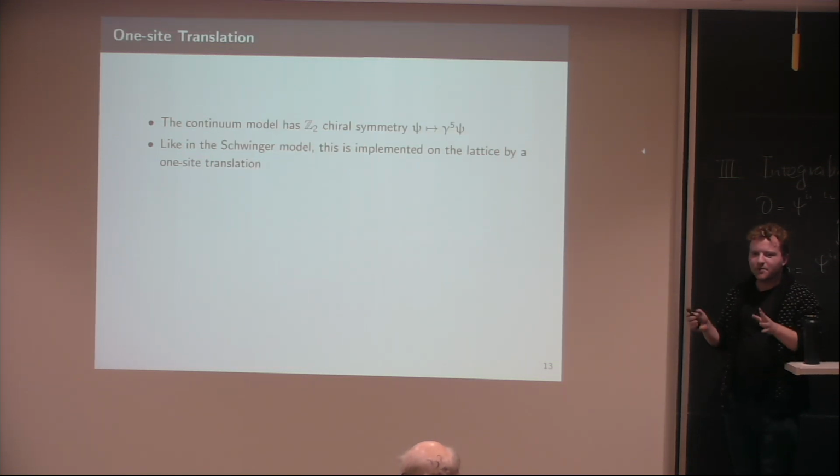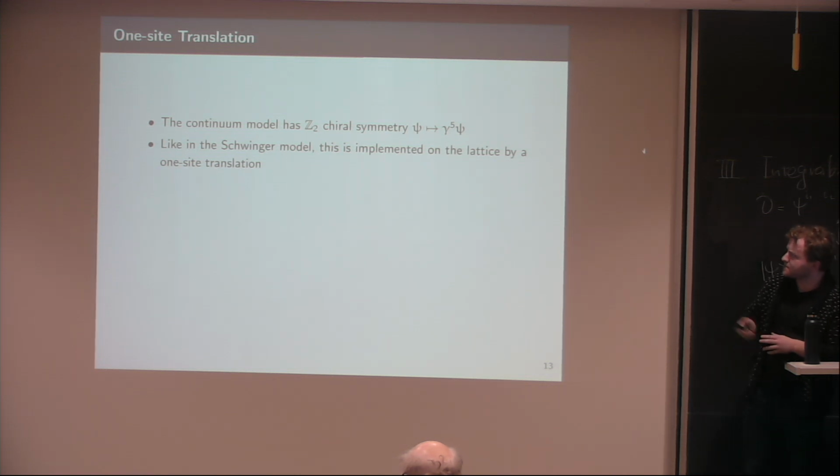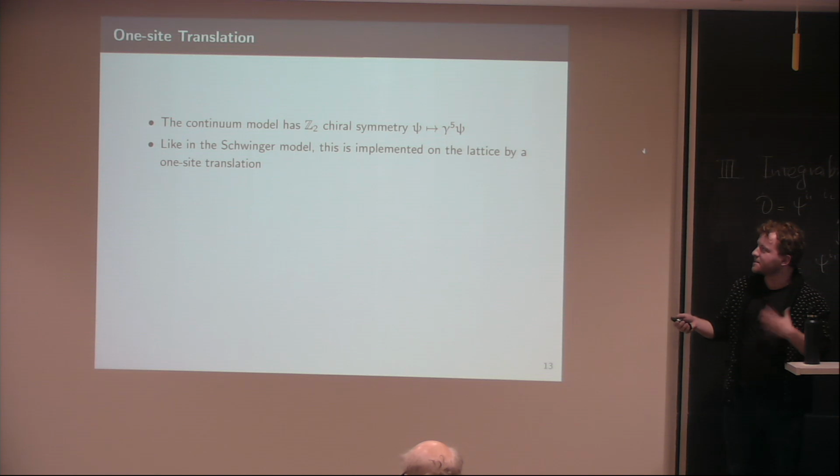Yeah, so let's talk about one-site translation, as Igor was just mentioning. The continuum model has this Z2 chiral symmetry, where we take the fermion psi to gamma-5 times psi. And so in the Schwinger model, this one-site translation, as Grisha said a couple of days ago, is related to a chiral symmetry. Likewise, in this model, a one-site translation is going to be related to that Z2 chiral symmetry.